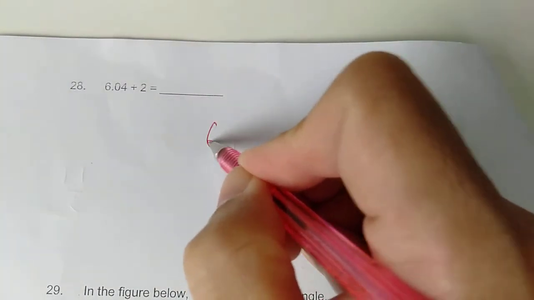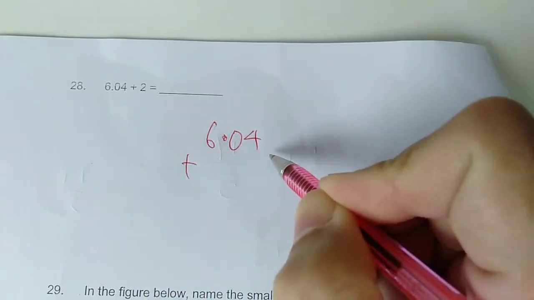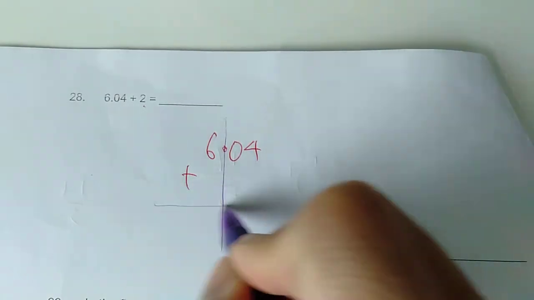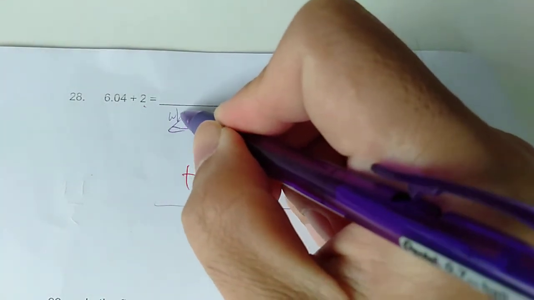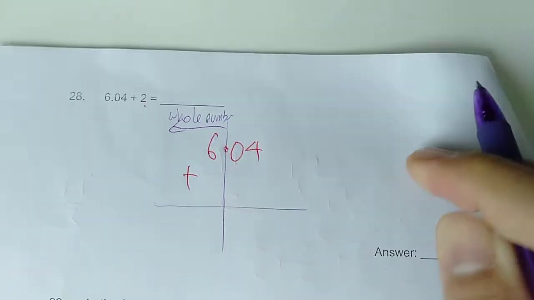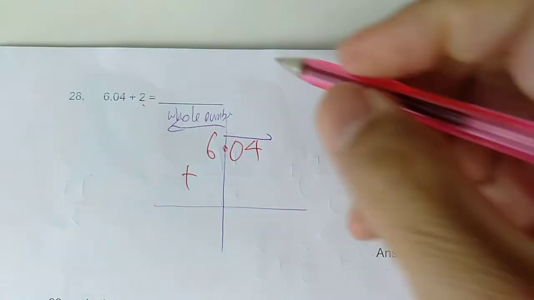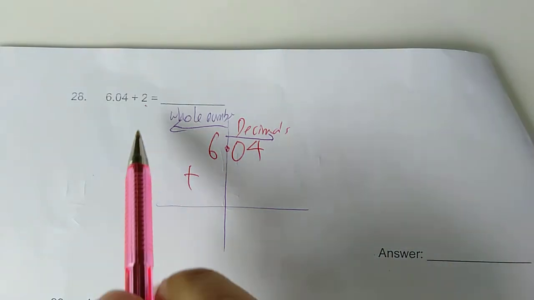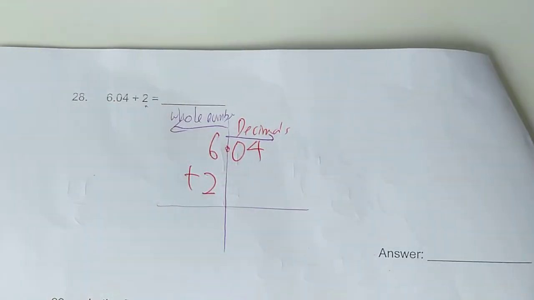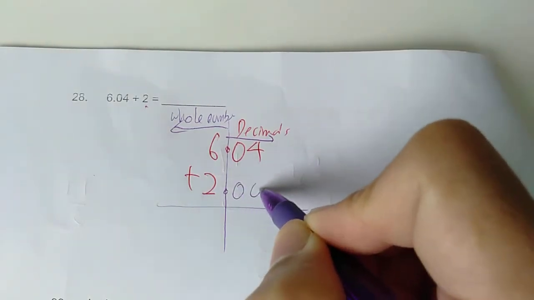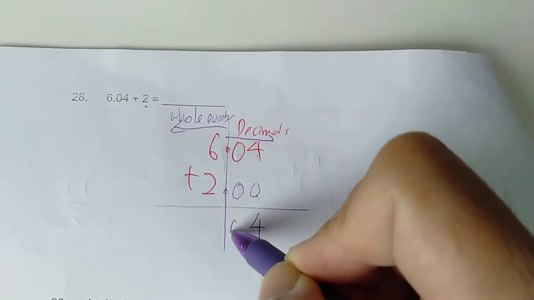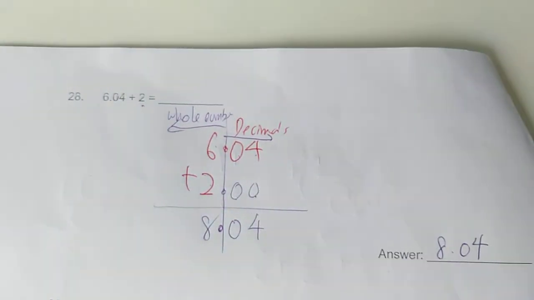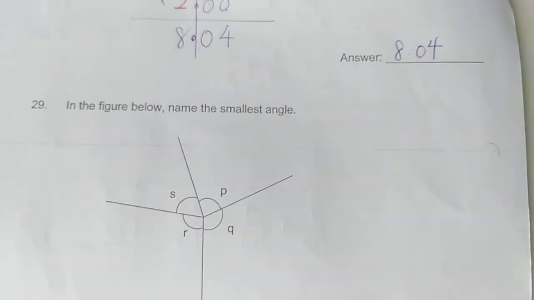6.04 plus 2. You need to know this is 2 whole. Now, if I draw a purple line here just to divide this part, this side onwards are all your whole numbers. And this side, however, will be your decimals, those that are smaller than whole number. So 2 is a whole, 2 belongs to this side. There's nothing here, nothing is 0. 4 plus 0, 4, 0 plus 0, 0, decimal remain here, 6 plus 2, 8. Answer is 8.04.